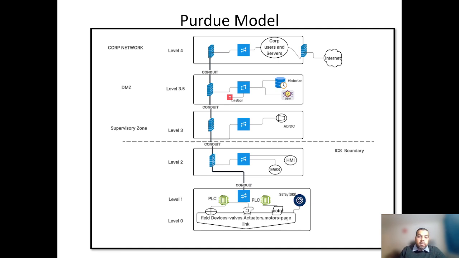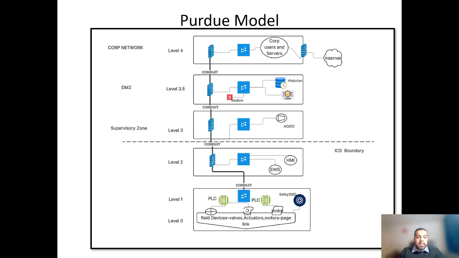Now we talk about the Purdue model. I would say one of the most influential frameworks in OT architecture. That's the Purdue model. It was developed in the 90s. This model organizes industrial systems into hierarchical levels, each with its own operational purpose and security needs. So you see there are different levels.